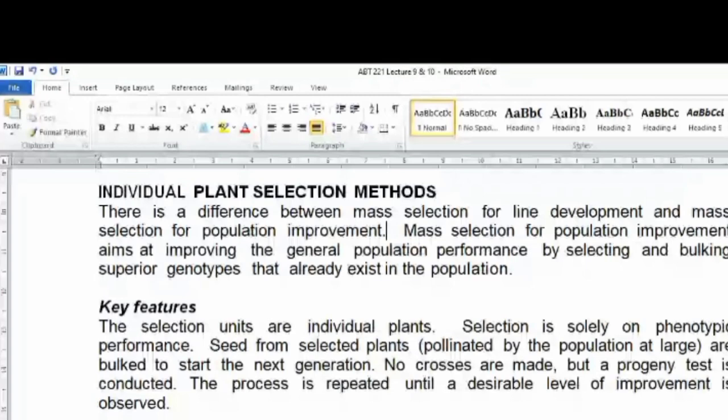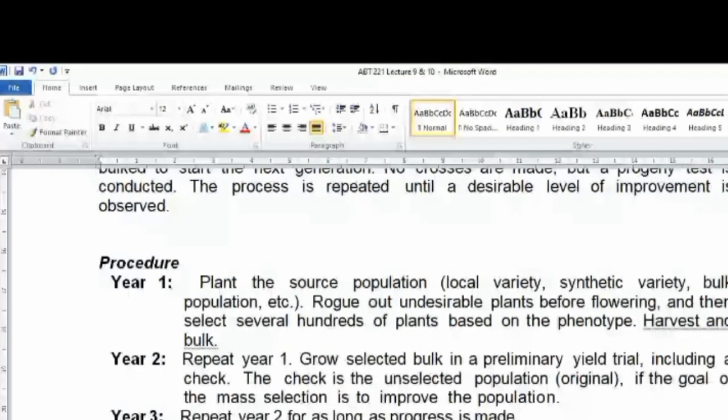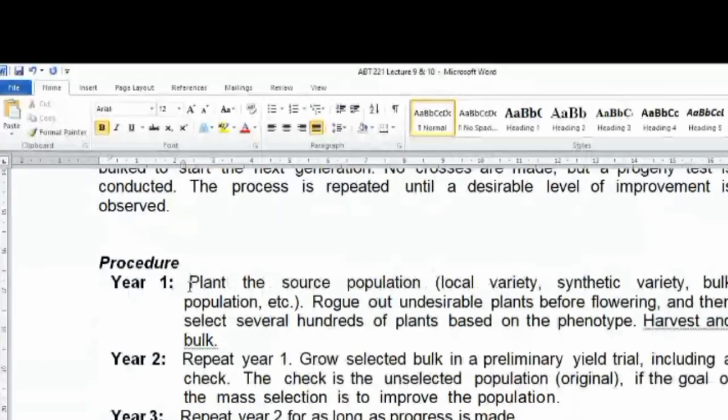How is this carried out? Simple. Year one, we plant the source population, and our source population can be a variety. Just like I told you, you can walk to a market, you look at the bean seeds and they don't look uniform, you pick them and you decide to grow them to do mass selection on them.